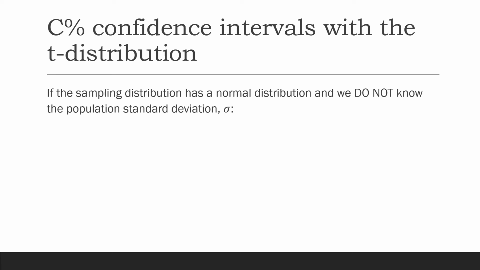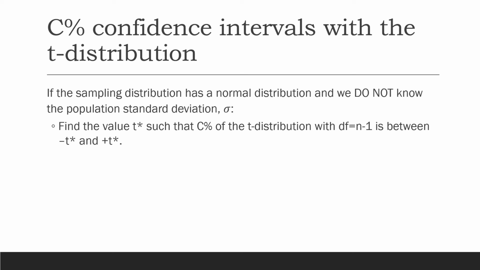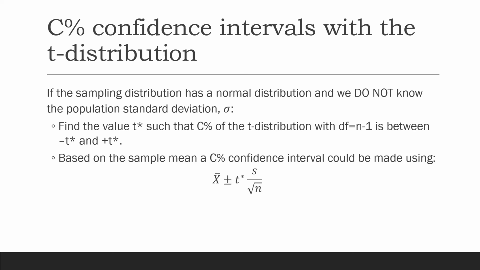To make a c% confidence interval with the t distribution, we start by finding the t star value such that c% of a t distribution with n minus 1 degrees of freedom is between negative t star and positive t star. Then, based on the sample mean, we can calculate a c% confidence interval by using the sample mean plus or minus t star times our estimate of the standard error, s over the square root of n. We'll do an example.